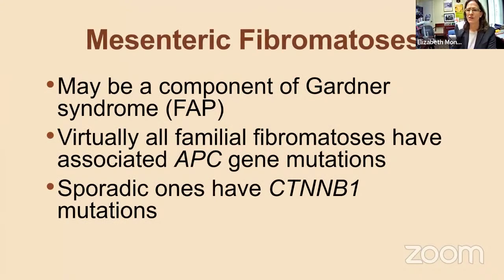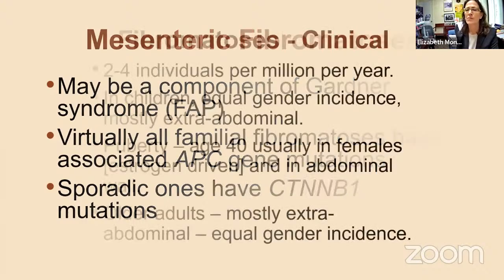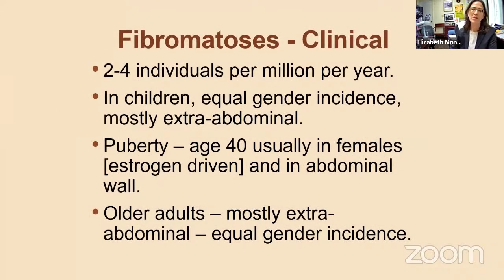And of course, mesenteric fibromatosis can be a component of familial adenomatous polyposis, and virtually all familial fibromatoses have associated APC gene mutations, but the rest of them have mutations in CTNNB1, which is of course the gene that encodes for beta-catenin. So they're common. If you're in a big city, you will see them, 2 to 4 individuals per million per year.